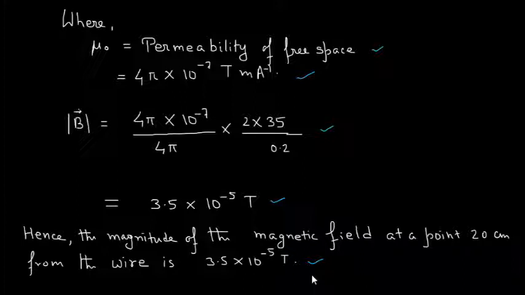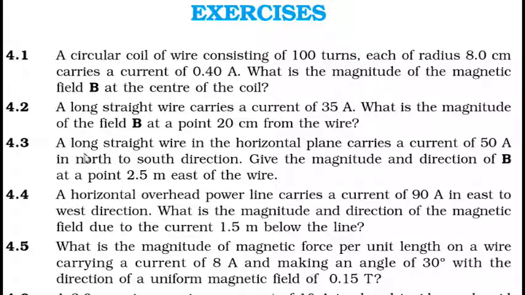Let us see the next question. So the next question is 4.3. A long straight wire in the horizontal plane carries a current of 50 ampere in north to south direction. Give the magnitude and direction of B at a point 2.5 meter east of the wire. Let us see the solution.